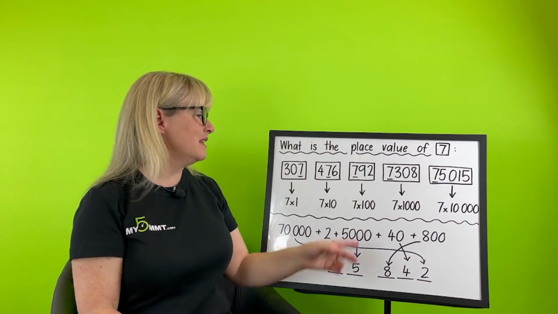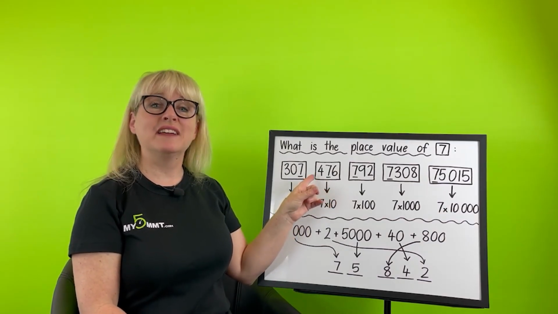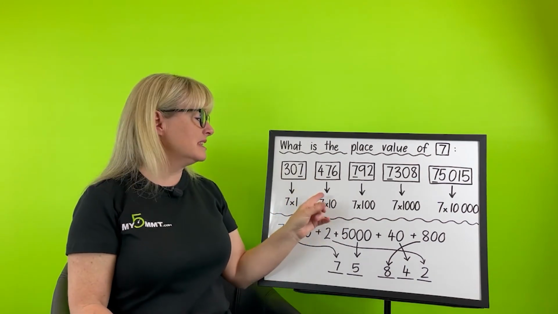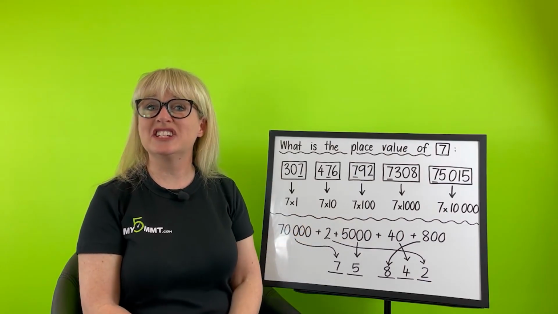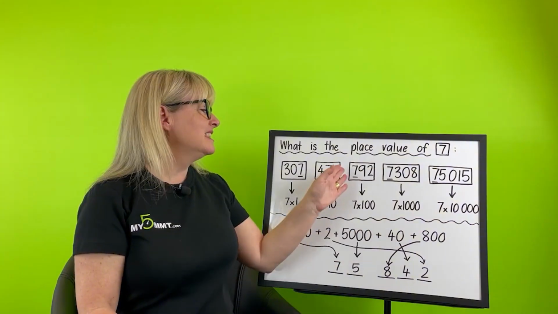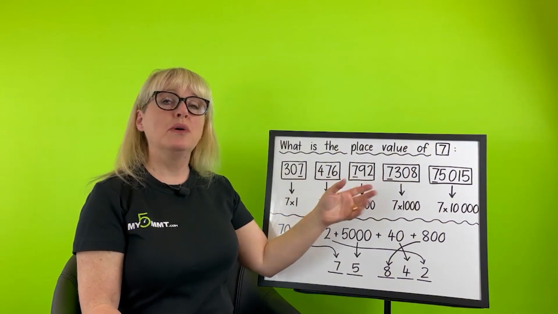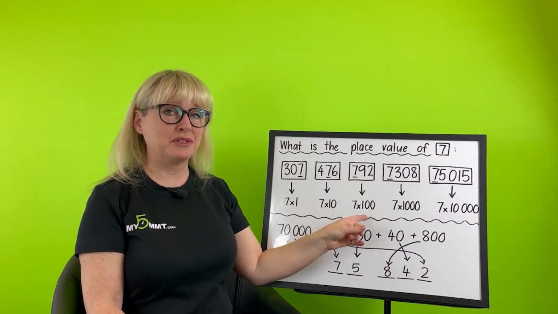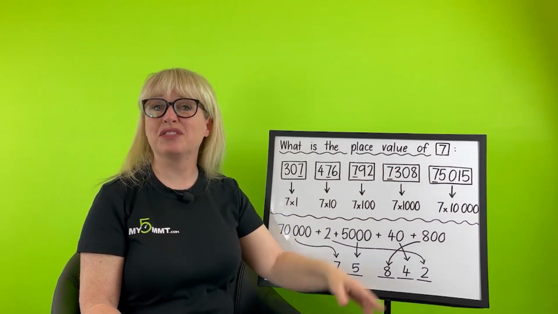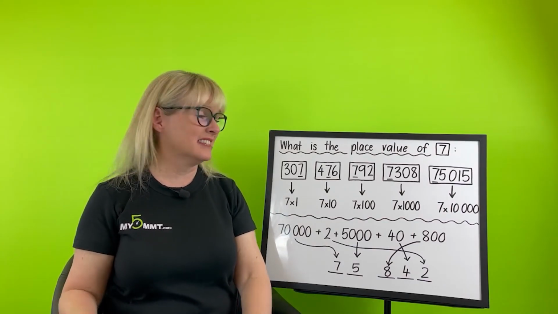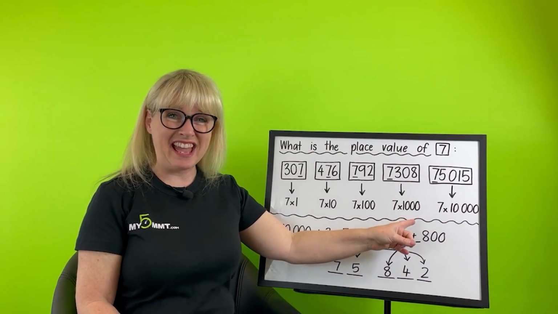If I move that 7 now and it's here, I'd say 476. 70 represents 7 tens. It's changed how much it's worth because it's changed its position. 792. Well, now it's in the hundreds position and now it's worth 7 lots of 100. 7,308, it's now moved position to the thousands. We've got 7 lots of 1,000.